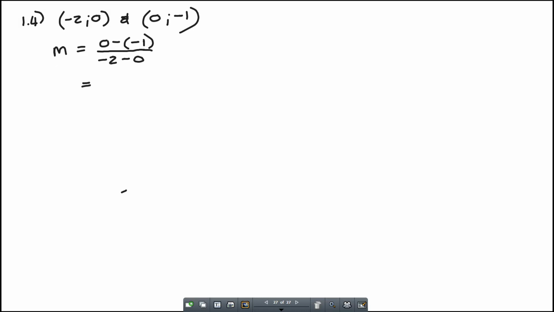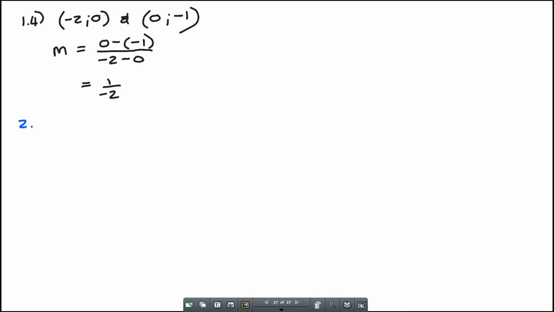Okay, can I skip? Are you done, Gilmore? I'm done. Okay, anyone else still copying? Oh, at 1.4, I've got these 2 coordinates. So 0 minus -1 over -2 minus 0. And that gives me positive 1 over -2. And that is just negative a half.